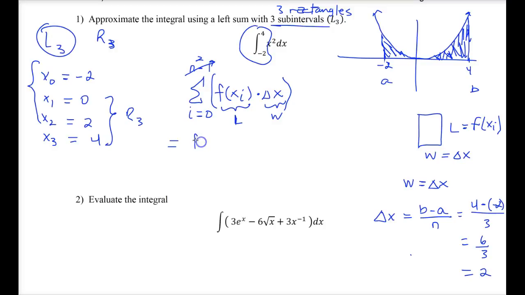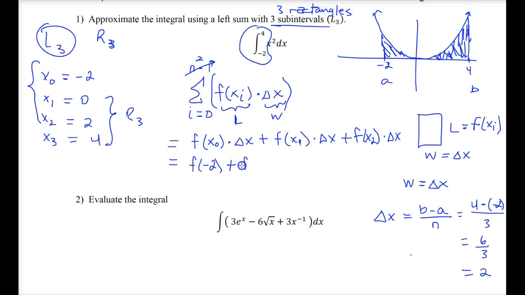And so when we write all this, we're just going to go down the line here. So we first are going to have f of x sub 0 times delta x, and then plus f of x sub 1 times delta x, and then f of x sub 2 times delta x. Okay. And then of course we know that x sub 0 is just -2, so this is just f of -2. x sub 1 is just 0, so it'll be f of 0 for here. And for x sub 2, we know that it is just 2, so that'll be f of 2.